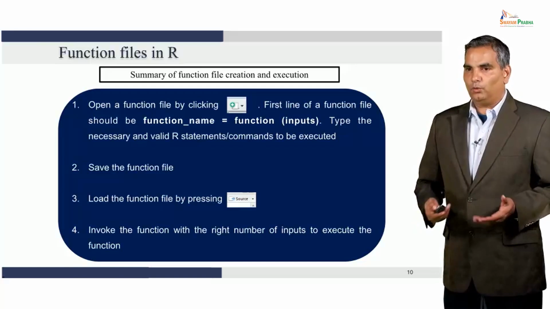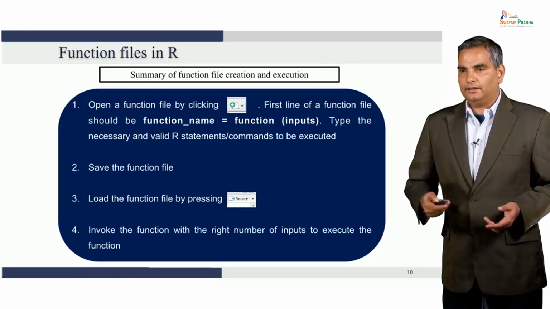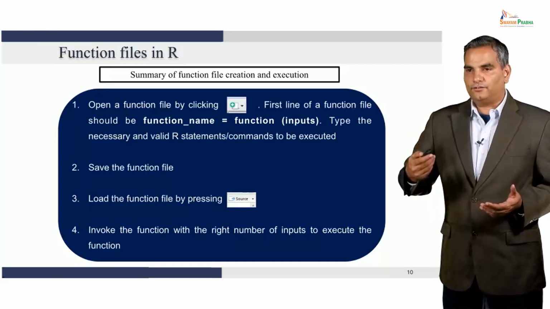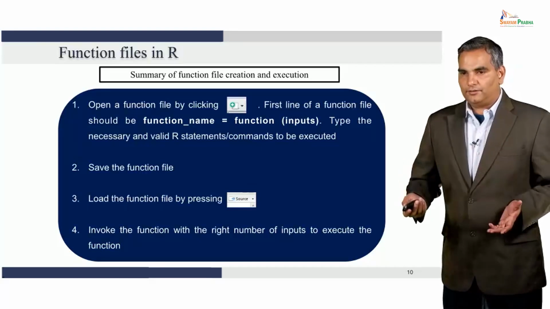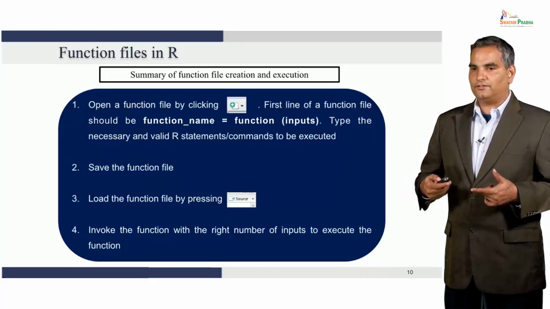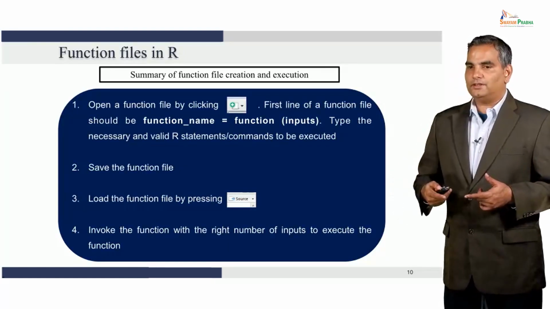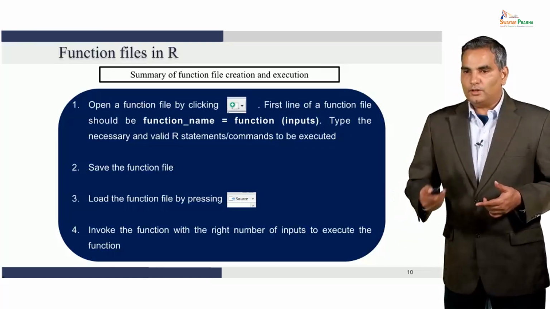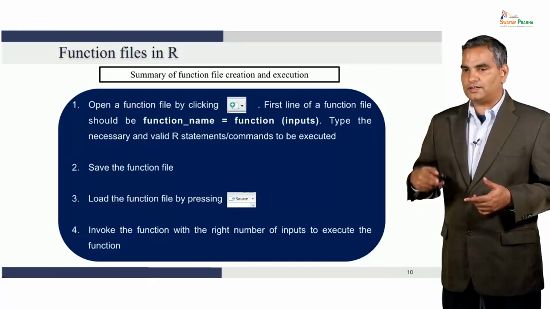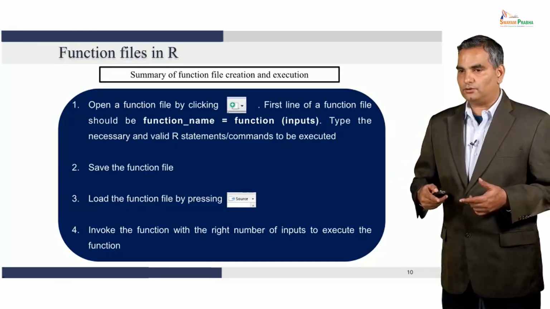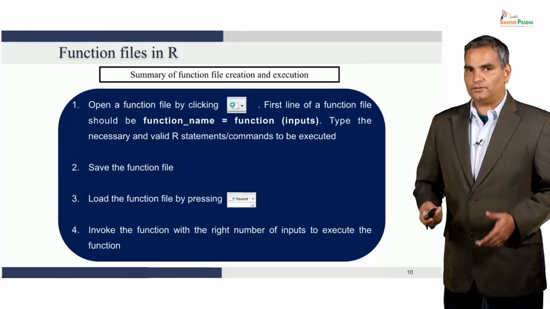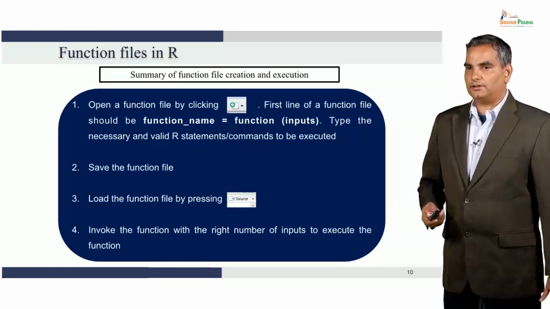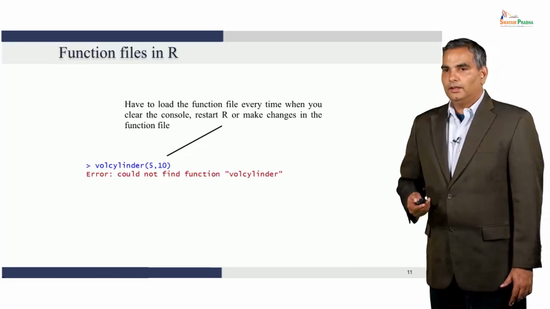In summary, you can open a function file by clicking the icon that is there, or going to file and then opening a new file or opening an already existing file. You can save the function. Keep in mind you have to keep the function file name the same as the function name. So in the previous case, volume cylinder was the function name and the R file was volume cylinder.r. Once you do this, you have to load the function every time by pressing source, and you invoke the function with the right number of inputs to execute the function after loading the function by pressing this button.